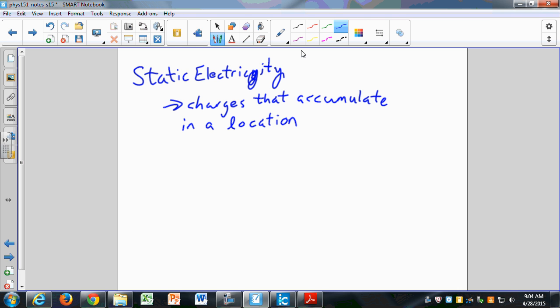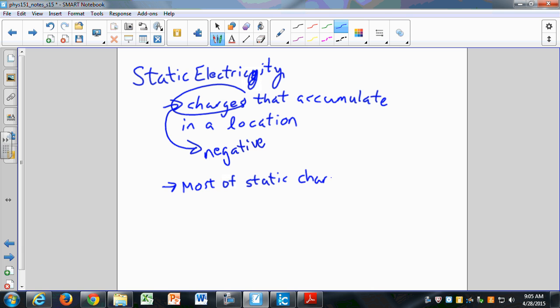These are charges that build up in an isolated location. All the things that we've talked about here apply already. So when we're talking about static electricity, the buildup of charges, what types of charges are we usually talking about? Positive or negative charges? Negative charges, because negative charges move more readily. So usually when we're talking about these charges, we're talking about negative charges or electrons. Most of the charge on the human body, at least when we're talking about static electricity, is on the skin or hair.